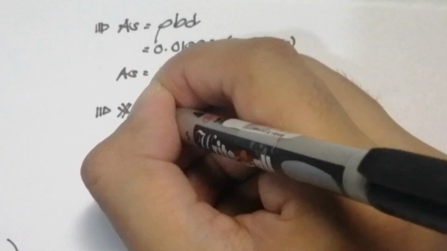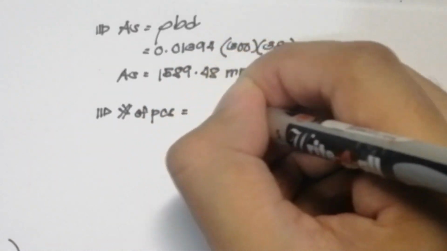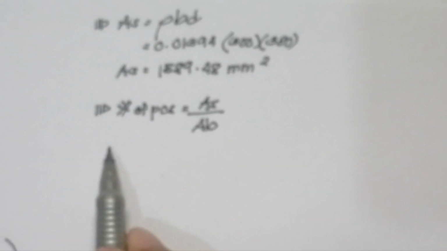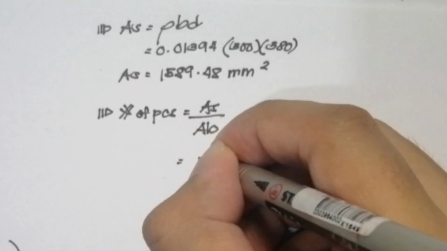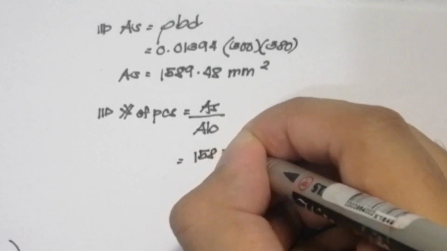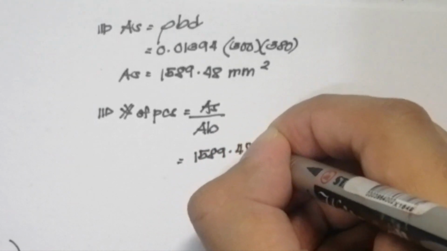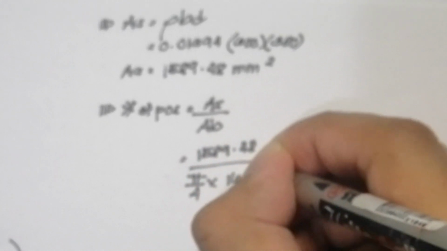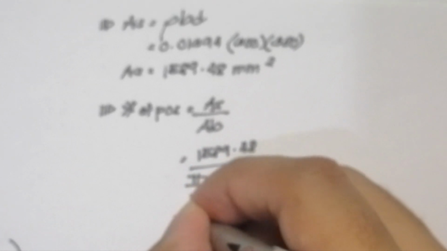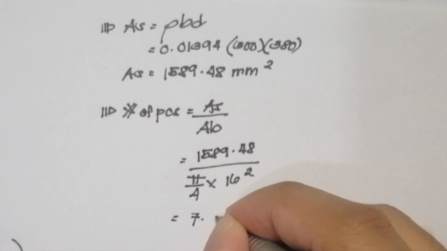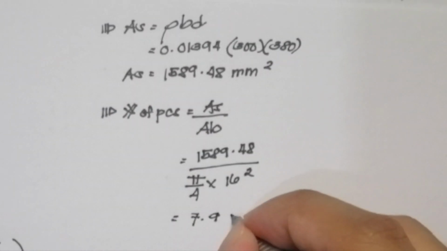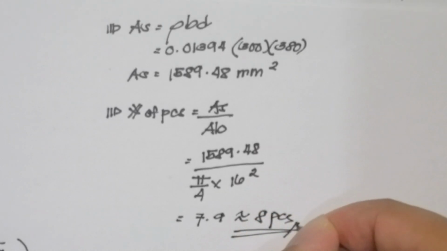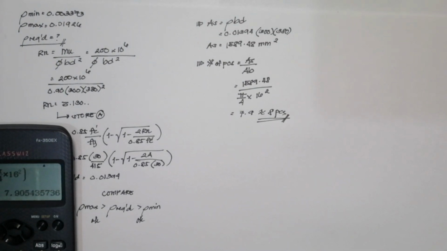So to solve for the number of bars needed using 16 millimeter diameter, we simply divide the required area by the area of a single bar. So As over Ab. 1589.48 divided by pi over 4 times 16 squared, we can get a value of 7.905. So by rounding up, our answer will be 8 pieces of 16mm diameter bars. And that is the answer for the second question.